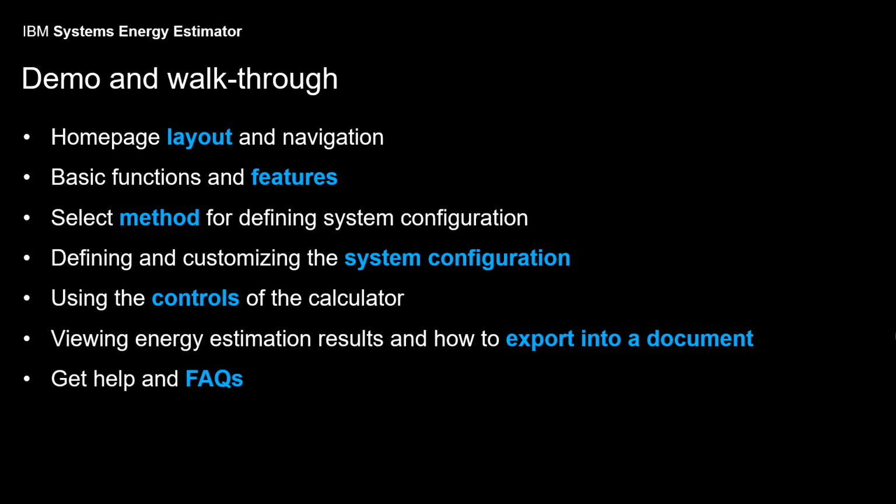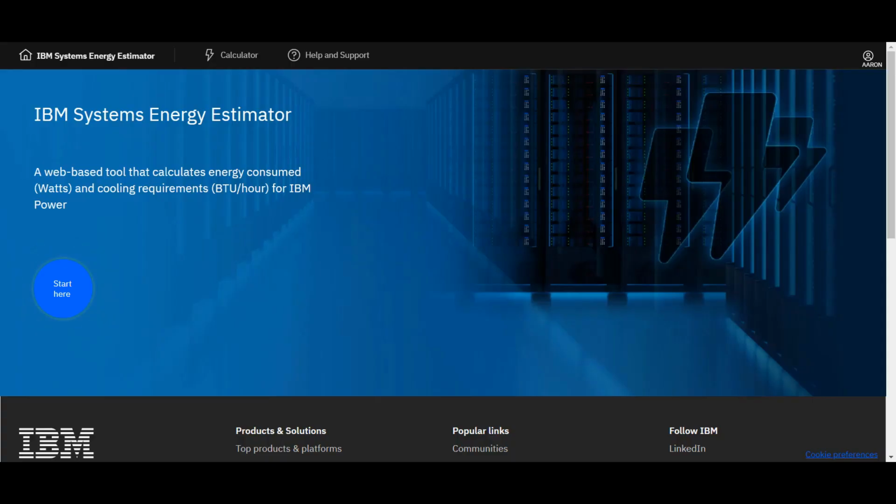Let's switch over to the browser to navigate to the Energy Estimator tool. Log in with your W3 or IBM ID and then accept the cookies policy to continue. This is the homepage of the Energy Estimator. The top navigation bar includes links to the homepage, the calculator, and the help page. To begin calculating your energy requirements for IBM Power Systems and servers, click the Start Here button or navigate to the calculator from the top menu bar.